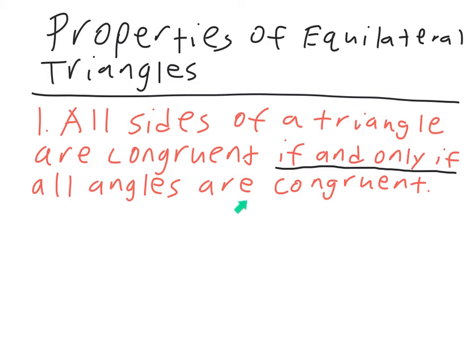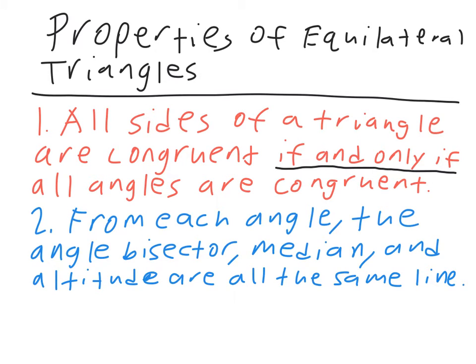If all the angles of a triangle are congruent, then all the sides of a triangle are congruent. So if you ever see if and only if, it works both forwards and backwards. It's a phrase that mathematicians use to show that it goes both forwards and backwards.